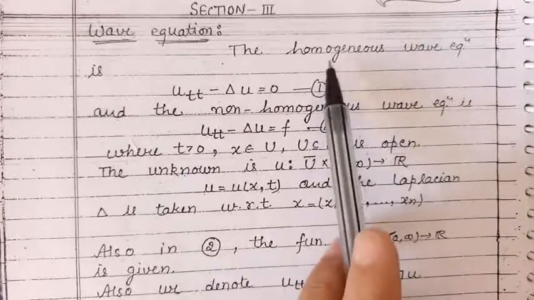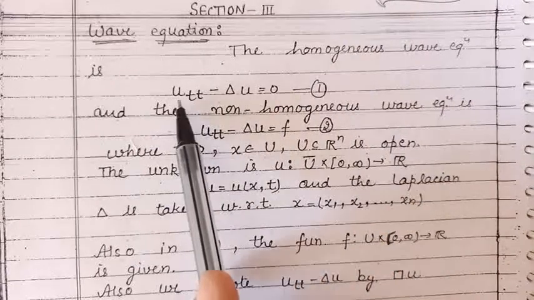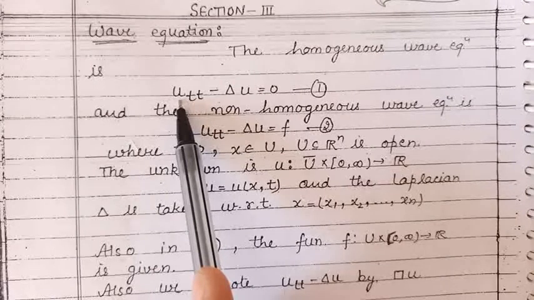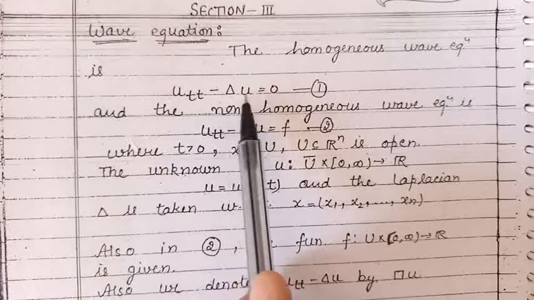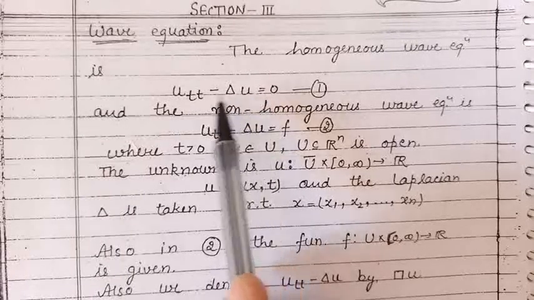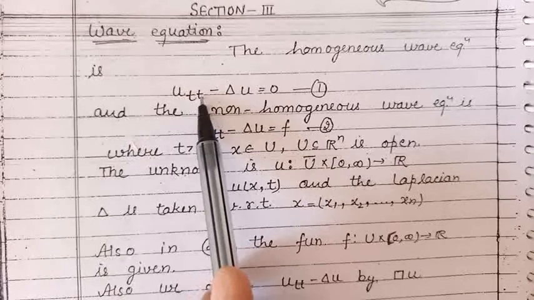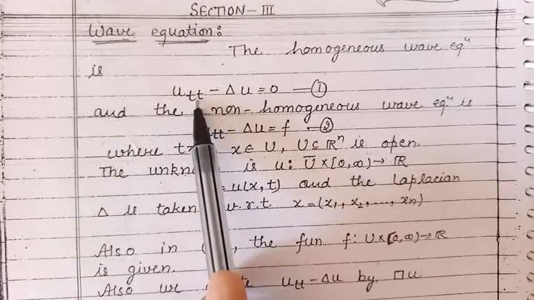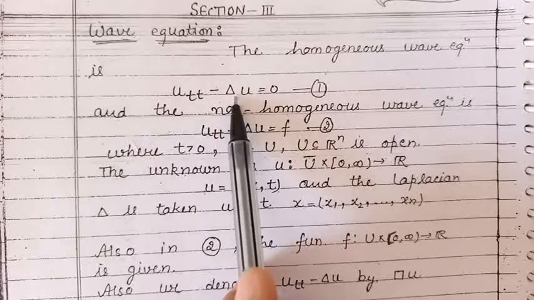The homogeneous wave equation is the equation given by the second order partial derivative of function u with respect to t minus the Laplacian of u is equal to 0. Here, the second order partial derivative of function u with respect to t we have denoted by the symbol u_tt. This tt is in the subscript of u. The Laplacian of u is taken with respect to the variable x.